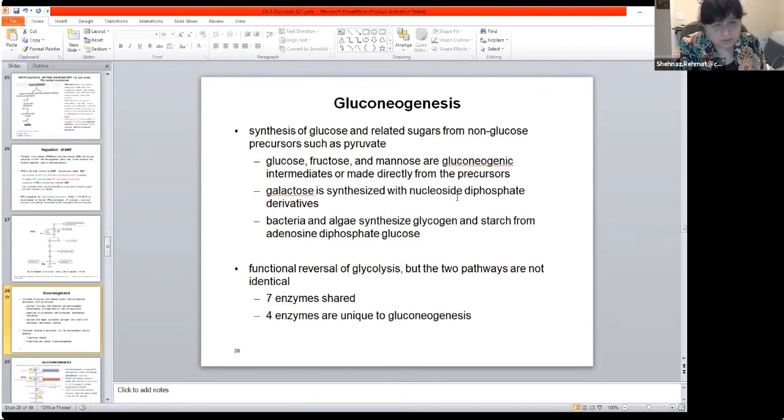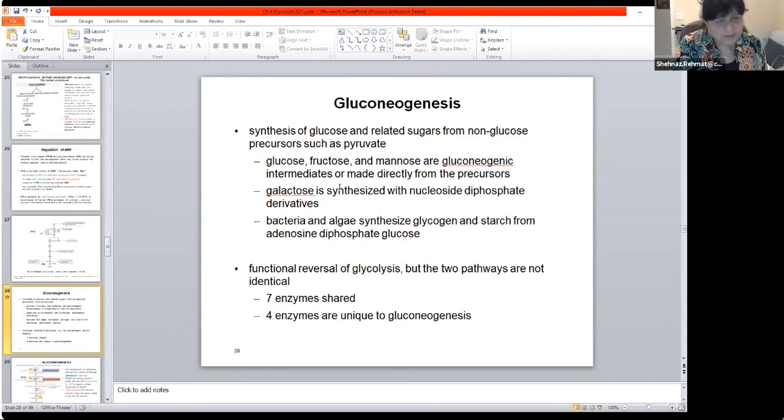And we'll talk about the nucleoside diphosphates very soon. Bacteria and algae synthesize glucose, glycogen, and starch from adenosine diphosphate glucose. So again, adenosine diphosphate glucose will be needed to create the large forms or the storage forms of glucose in the cell. So gluconeogenesis is always synthesis of glucose and its more advanced forms of compounds from there.